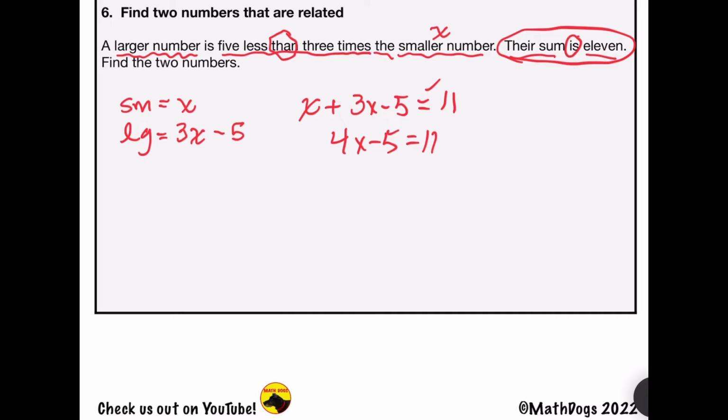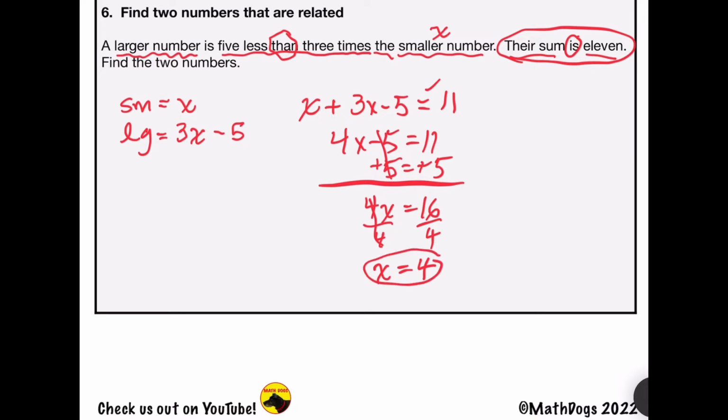Now I'm down to a two-step. Add 5 to both sides and divide by 4. So negative 5 plus 5 is 0. 0 plus 4x is 4x. 11 plus 5 is 16. We'll divide both sides by 4 in order to make the coefficient equal to 1. 4 divided by 4 is 1x, and 16 divided by 4 is 4. So x would equal 4. Which means my smaller number will equal 4. My larger number will be 3 times 4 minus 5, or 12 minus 5, which would equal 7. So the smaller number is 4, and the larger number is 7.